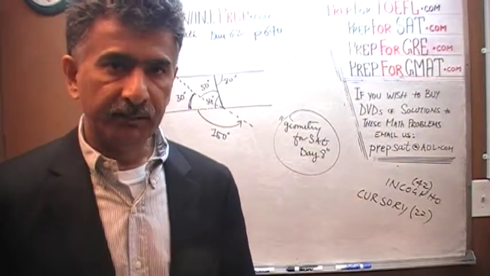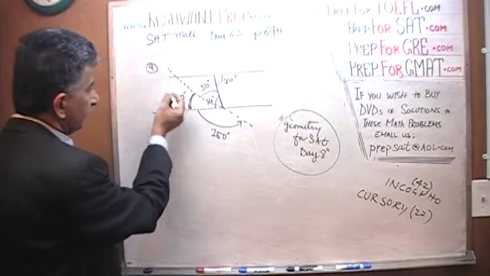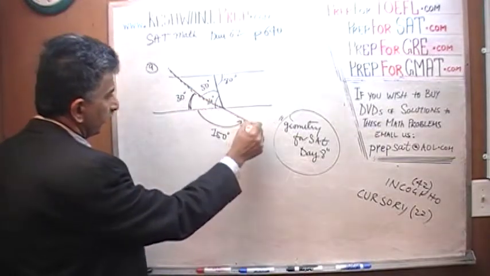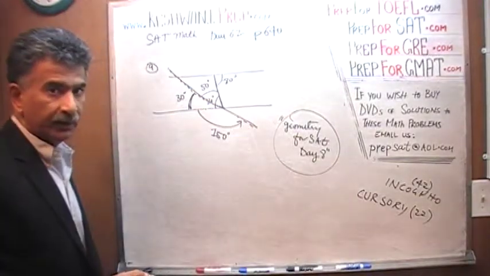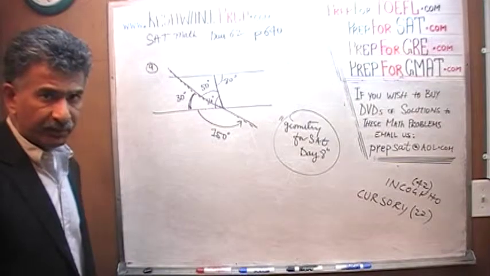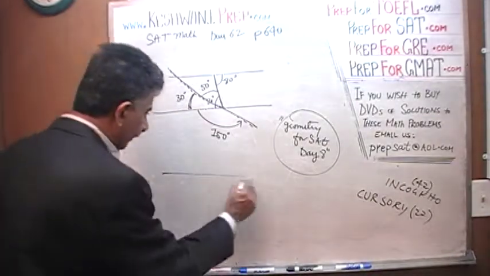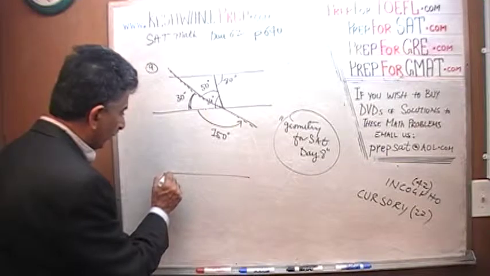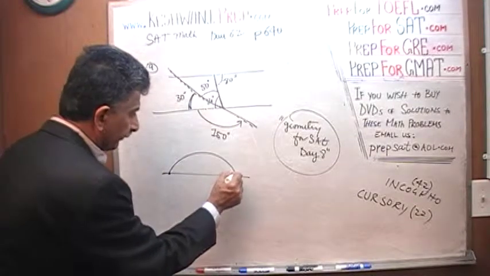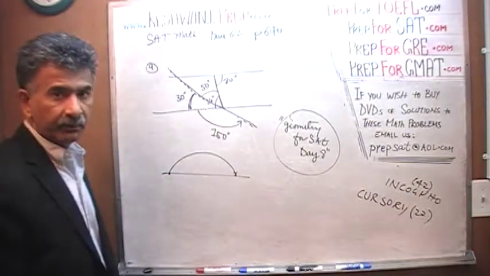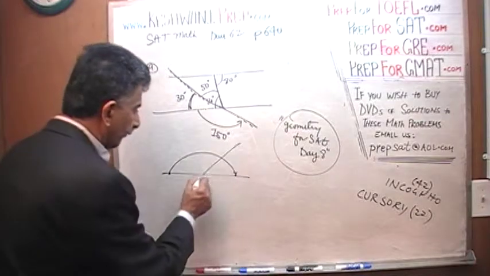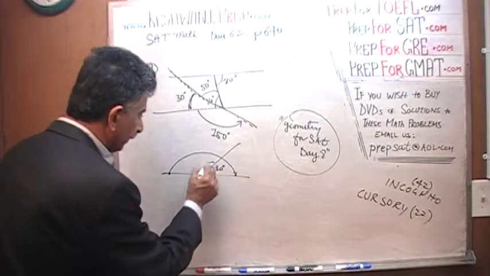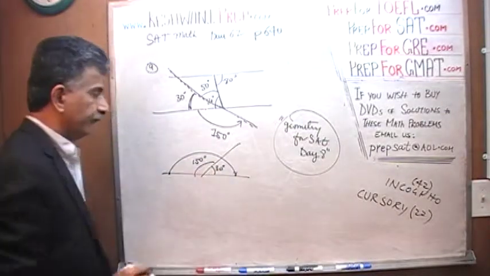So it's 180 minus 30, because this is 30 degrees, this is a straight line, and therefore a straight line makes 180 degrees. And why does a straight line make 180 degrees? Because a straight line, if you start from one point and go to the other point, is half a circle. That's why it's 180. And if part of that is 30, then the remainder has to be 150. That's all.